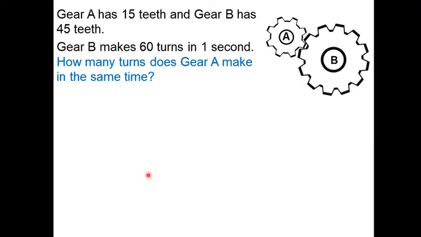Okay, so here's another practice question. It's telling you that gear A has 15 teeth and gear B has 45 teeth. I know it doesn't show that in the picture, but that doesn't really matter. It's telling you that gear B is making 60 turns in a second, and it wants you to work out how many turns gear A makes in the same amount of time. So pause the video, have a go, and then come back for the answer.